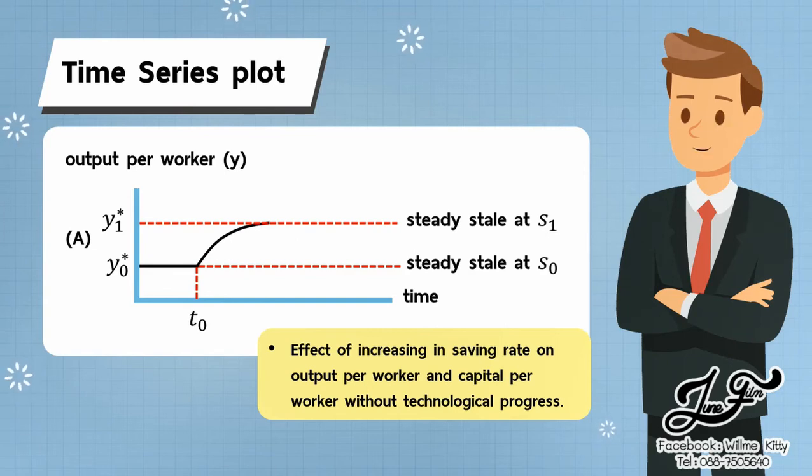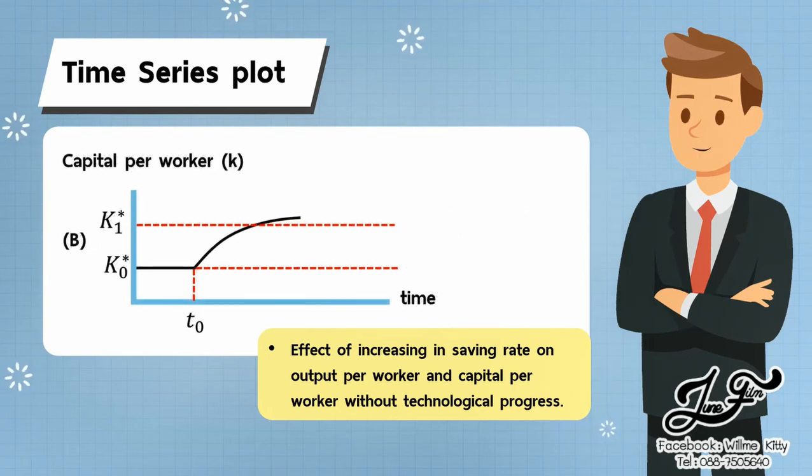Increasing saving rate at time 0 or T0, capital per worker and output per worker will gradually shift to the new steady state, the red one. According to the graph, steady state grows at a constant rate because we didn't put technology into the formula.